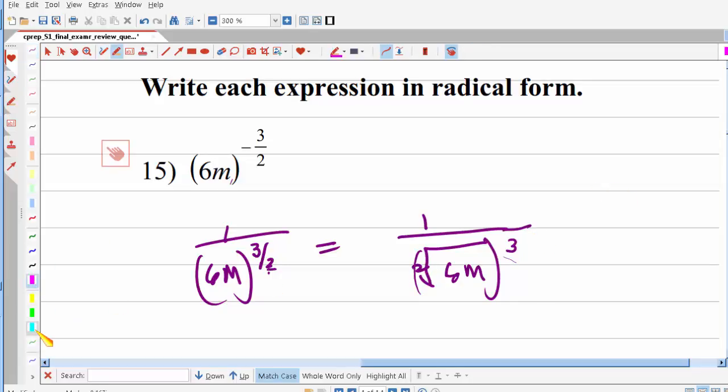Note the 3 becomes an exponent and the 2 becomes the index. And that's how you go back and forth between the two. So you get 1 over the square root of 6m cubed. All right, so that's 15.